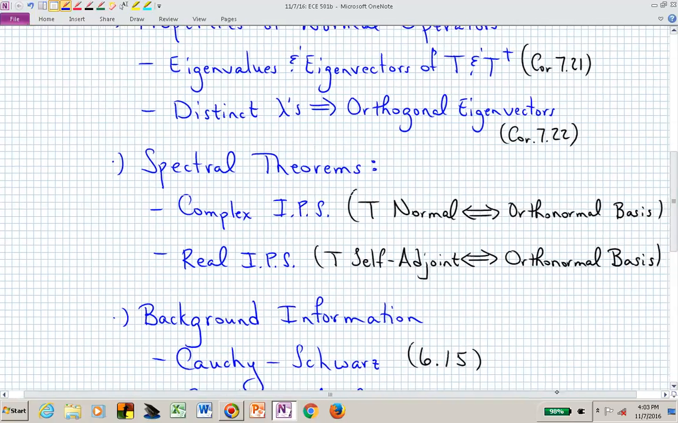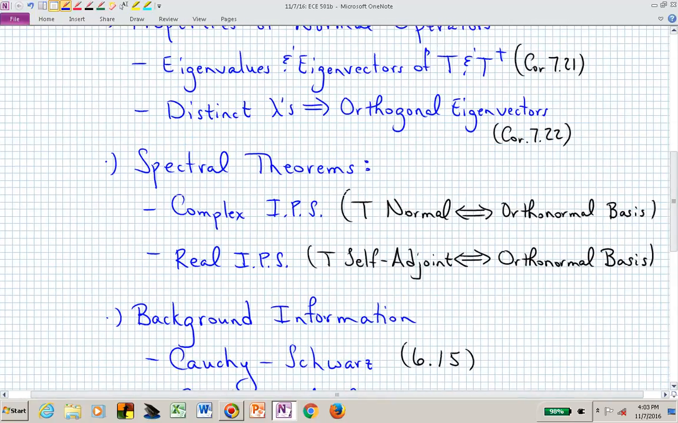Then we will get into where we were trying to reach before, and that's spectral theorems. It really is dependent on the underlying space that we're working on, and so we'll look at those two different spectral theorems separately. We'll look at the complex inner product space, and in that space, if our operator is normal, then we have an orthonormal basis, and that allows us now to diagonalize the operator, which is this nice property that we're looking for.